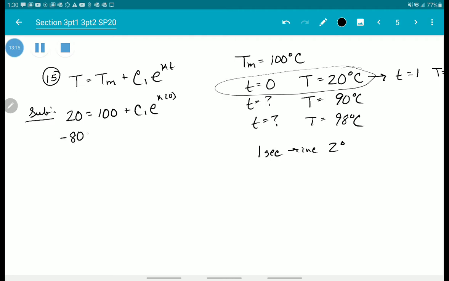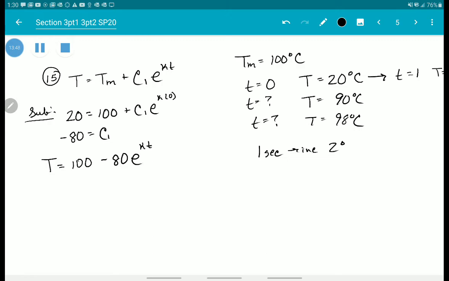So we have negative 80 is equal to C1. Okay, notice that that is the difference between the temperature of the medium and the temperature of the item initially. And that's what that C1 is going to always represent there. So here is what we have so far. Our model, T is equal to 100 minus 80 e to the KT.